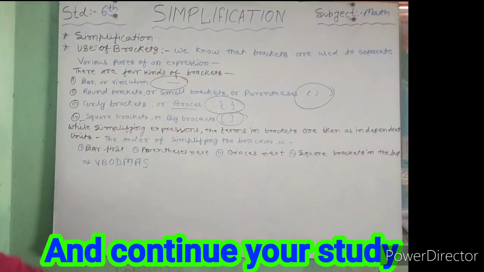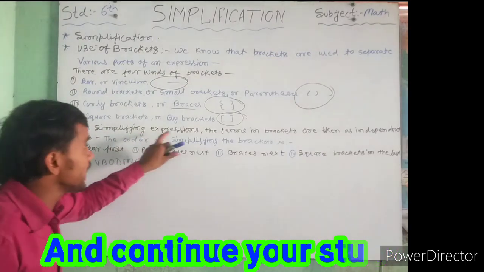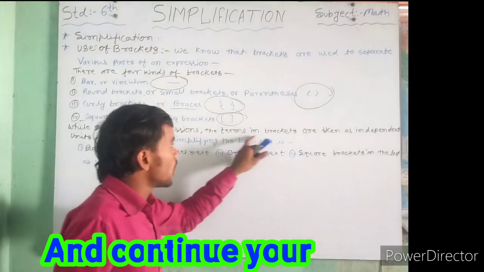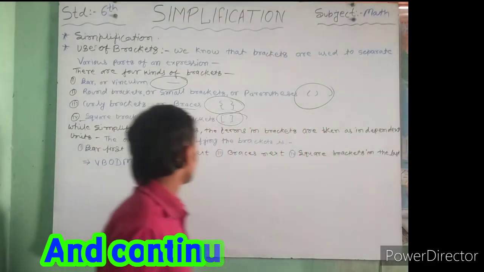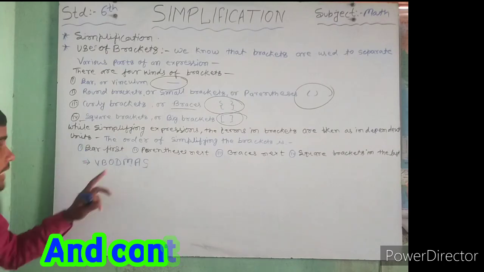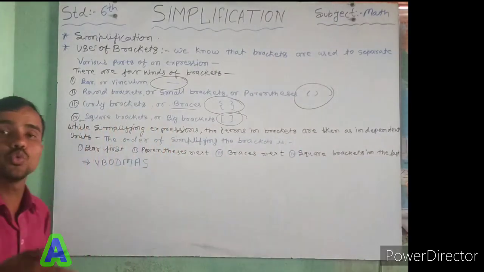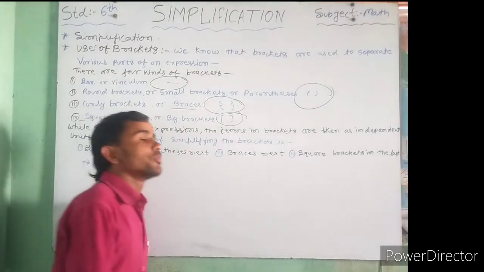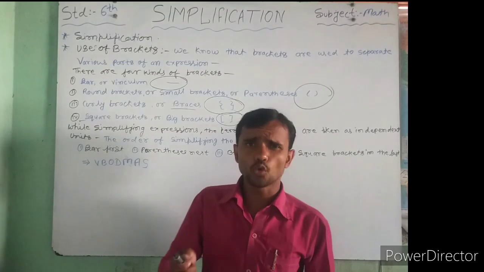Firstly, see that while simplifying an expression, the terms in brackets are taken as independent units. That is the order of simplifying the brackets. It means which bracket is solved first, which second, third, fourth, and last.